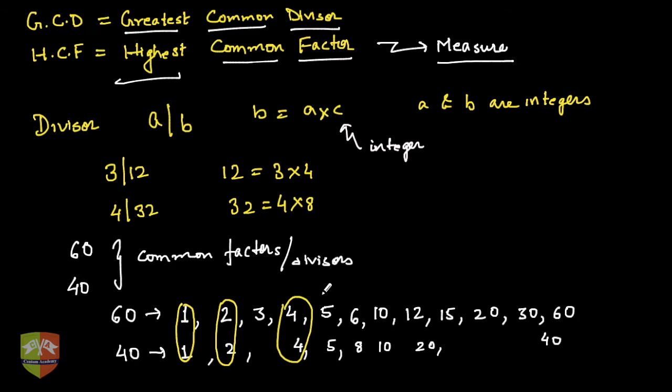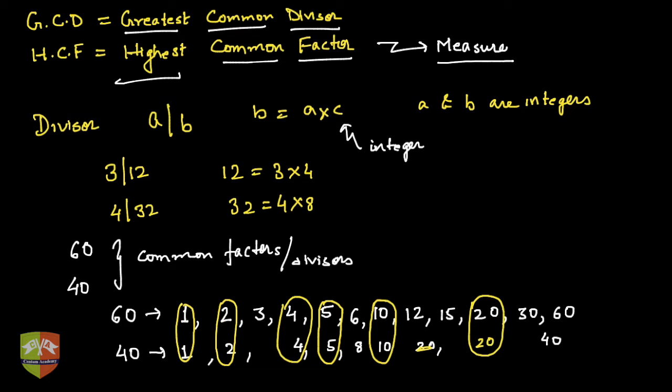So that is what was meant by common factor. So 5 is also common to both, isn't it? 10 again is a common factor, and in fact 20 should have been written here, so I'm writing here. So 20 is also a common factor. So if you see, 20 is also a common factor, then none other than these many.